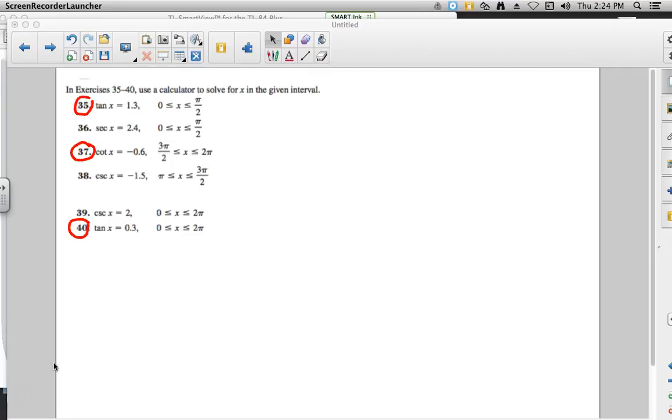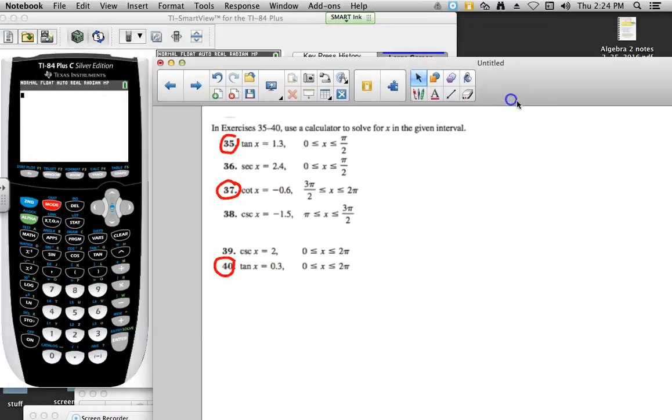All right, the next problems on the list, the reason that you're having trouble with them is because we have not covered these yet. So I'll have to get the assignments changed so this goes on the third day. In exercises 35 to 40, use a calculator to solve for x in the given interval. Now this you did in geometry, but it's been a while.